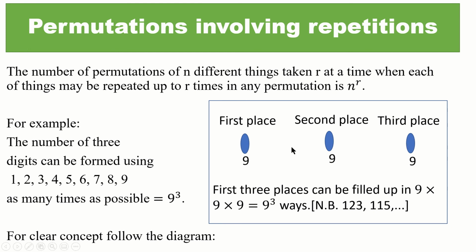Or first place 1, second place 2, third place 1, or first place 9, second place 8, third place 9, no problem, you can use them because all places may be repeated or not. Therefore, the 3 places can be filled up in 9 into 9 into 9, which is equal to 9 to the power 3 ways, and the numbers will be like 123 or 115 or 888 or 777 or 157, etc. Clear everyone?